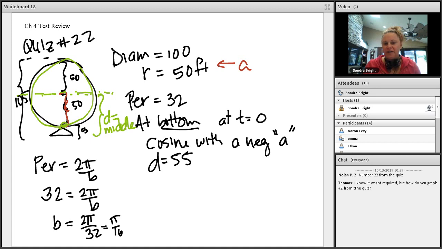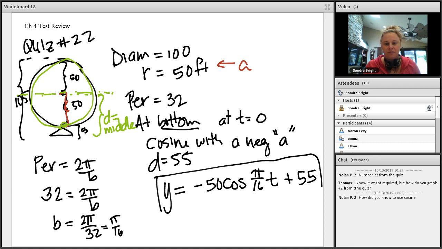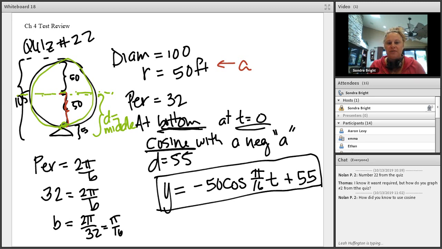All right, so putting all of that together, you want Y, because Y is the height of the rider. Y is equal to negative 50 times cosine of pi over 16 times T, and then plus the D value of 55. There's 22. I knew to use cosine because you're starting at the bottom. Starting at the bottom at t equals 0 means you need to use cosine with a negative a.